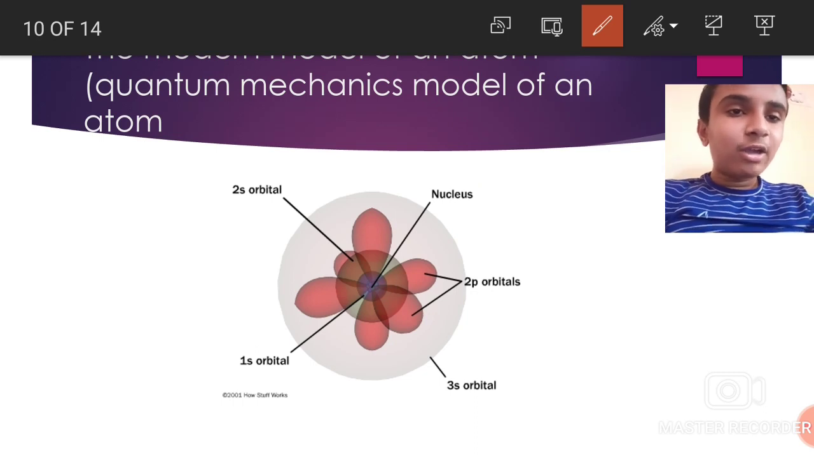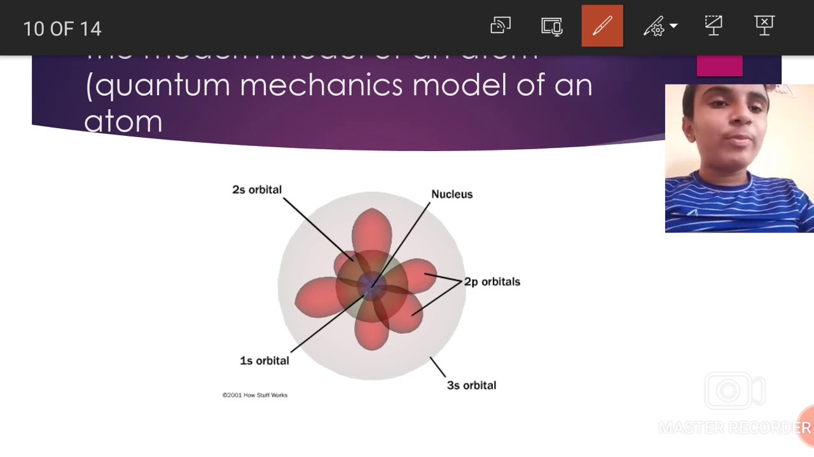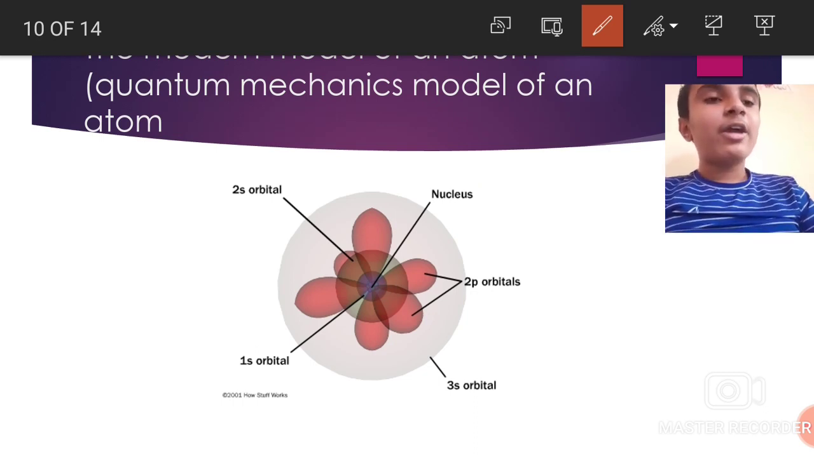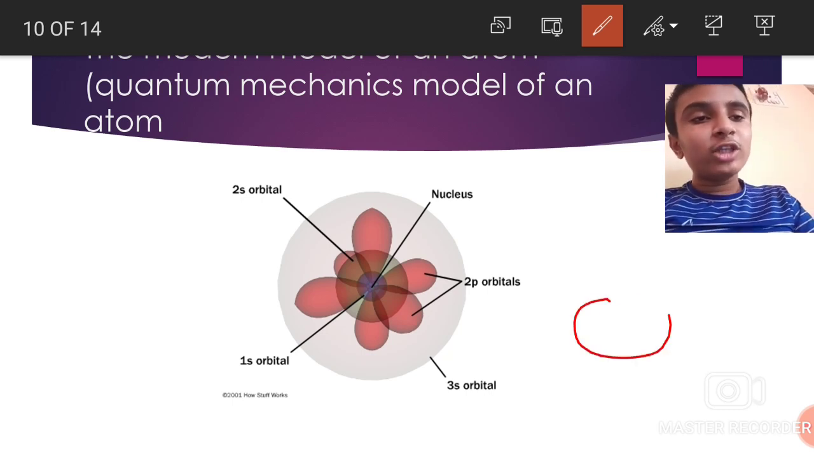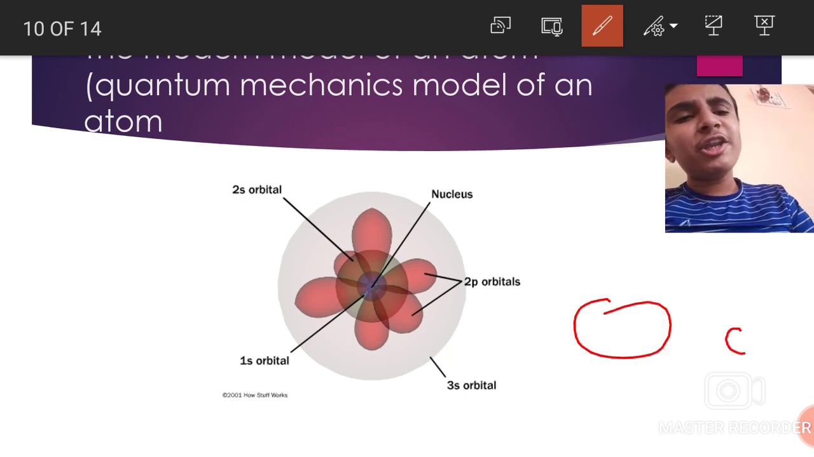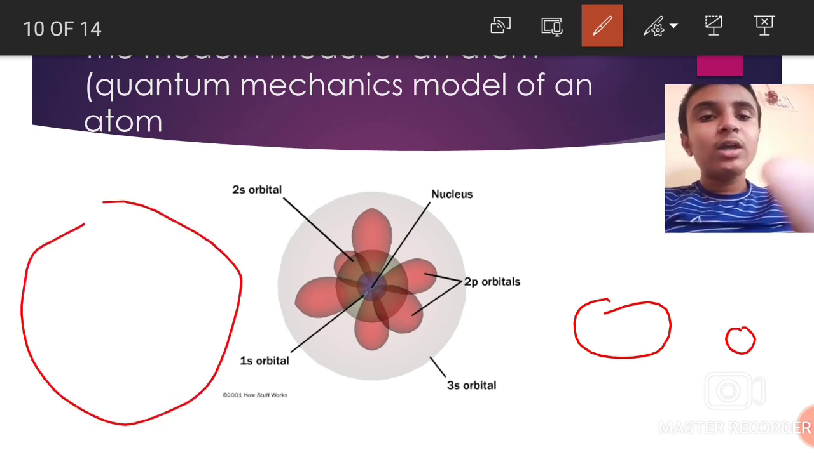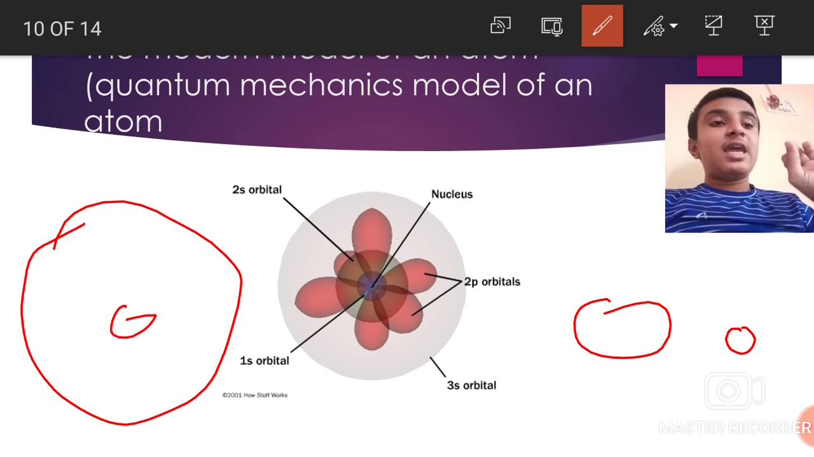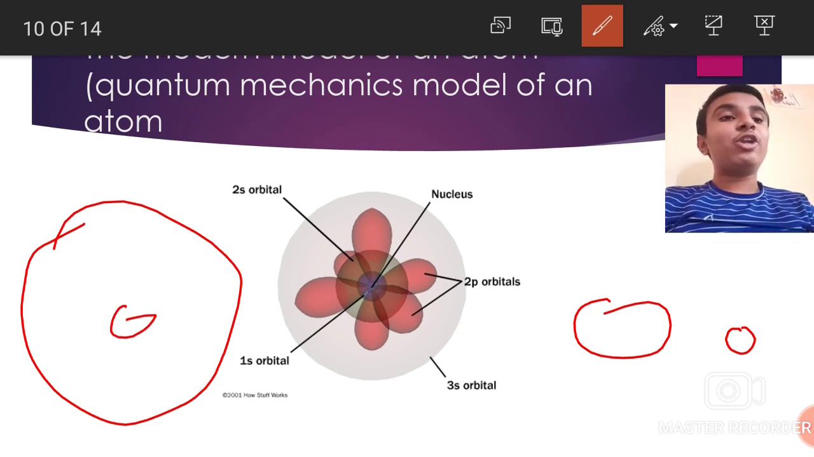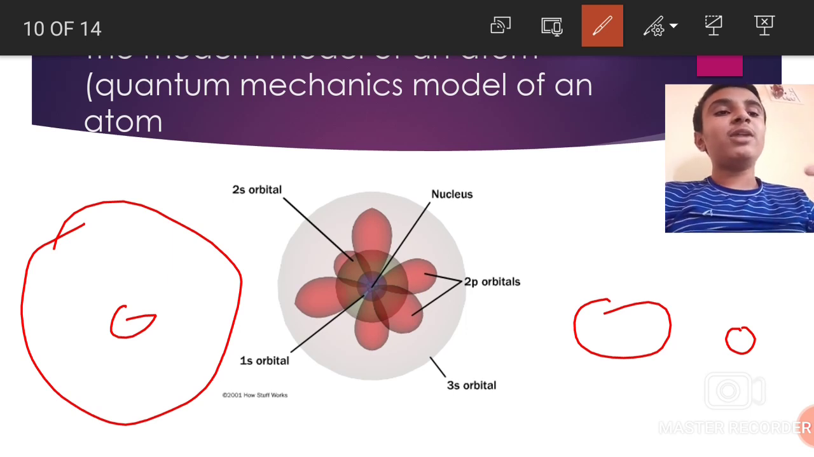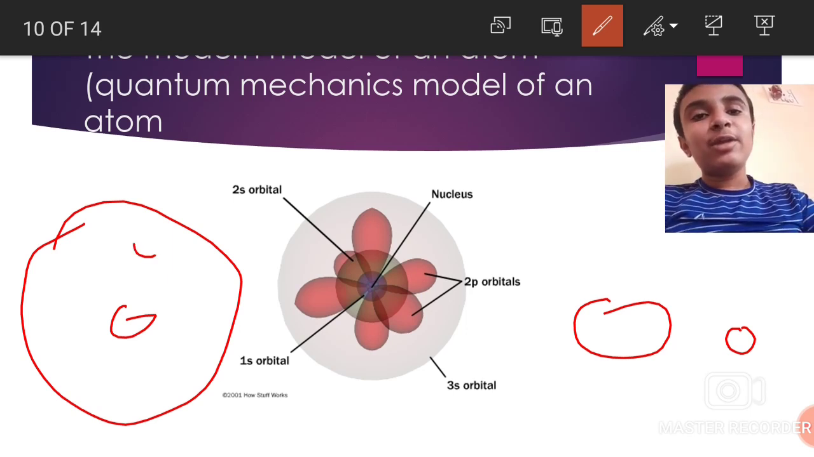Here you can see the 2s orbital, the 1s orbital, and the nucleus in the center. But as we saw, the nucleus was big. It is really small in the quantum mechanics model of an atom. There are orbitals and there is a fuzzy cloud, and in that is the nucleus. The position of the electron cannot be determined. It can be here, it can be here.